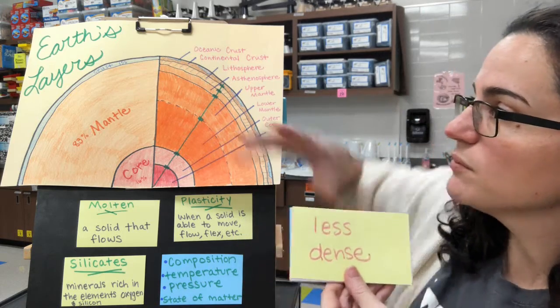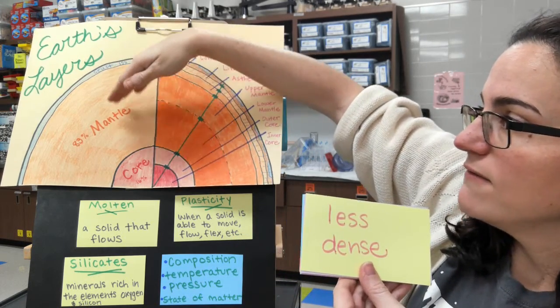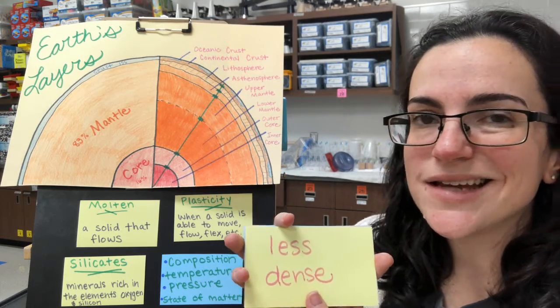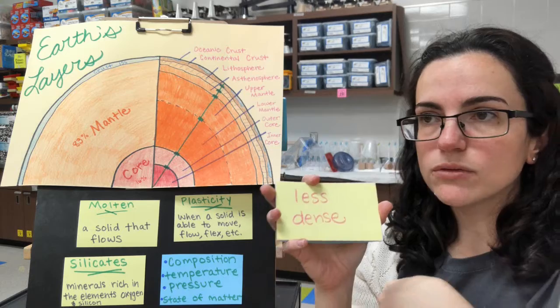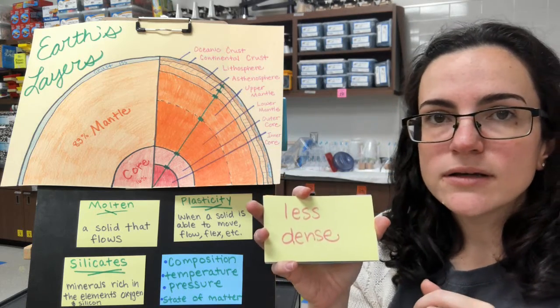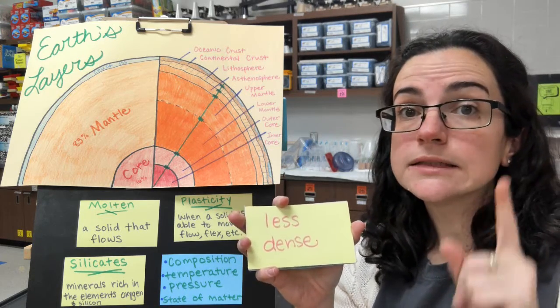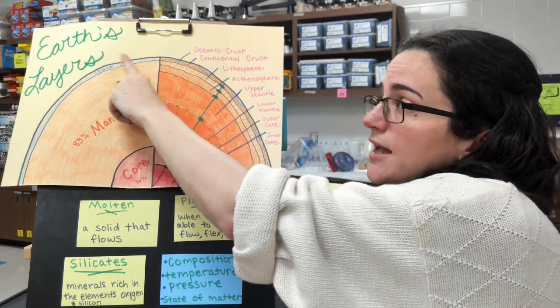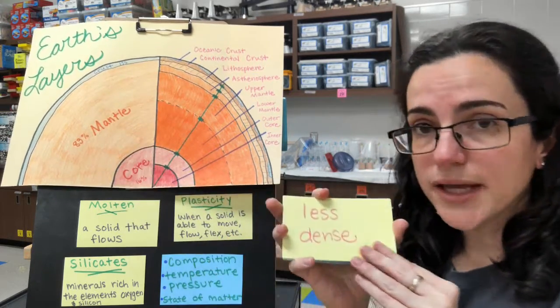So because the crust is the very outside layer of our Earth, we know that it is less dense, kind of like a swimming pool. If you throw a floaty in there, it's going to float. It's less dense than the water, so kind of like our crust. It is less dense than the mantle and the core.